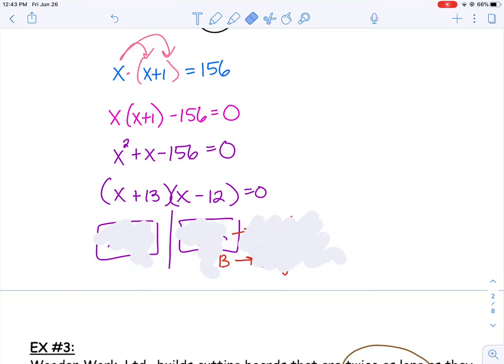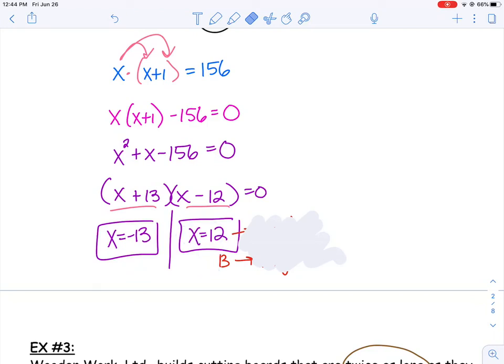Now that still isn't finished though. We still need to figure out what x equals, and we don't quite have that yet. All we have is the two factors. But now I can set them each equal to 0 and get x equals negative 13 and x equals 12.